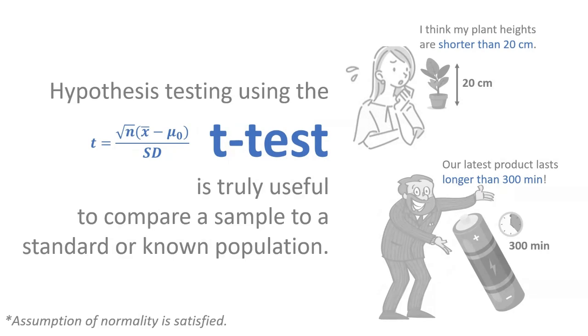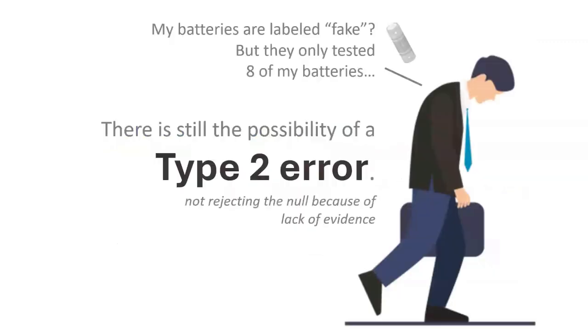With the t-test, we are able to compare a sample to a known standard or population mean mu. But I would like to emphasize that the results and conclusions we can give using the t-test may only be valid if our data meets the condition of normality. This is a very important thing to check first before using the t-test.